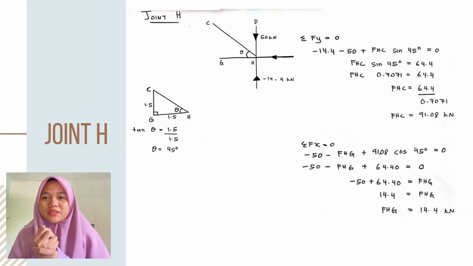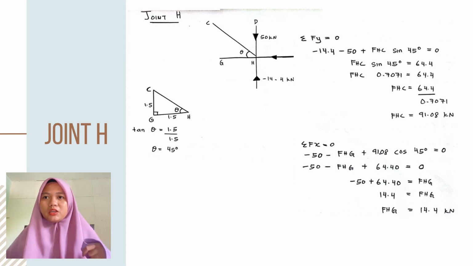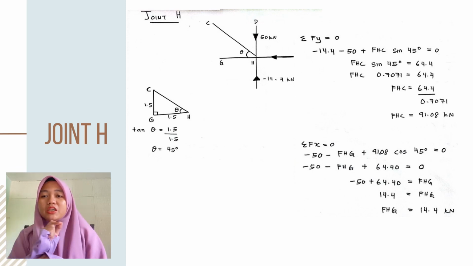The next joint is joint H. This is the free body diagram of joint H. The forces are 50 kilonewton and negative 14.4 kilonewton. How to find the degree? The degree in CGH. Calculate tan. Formula: distance 1.5 divided by 1.5. The answer is 45 degrees.